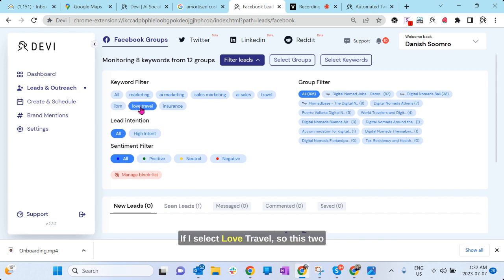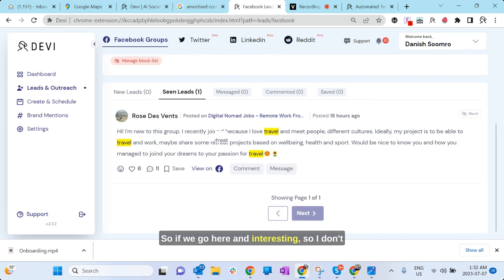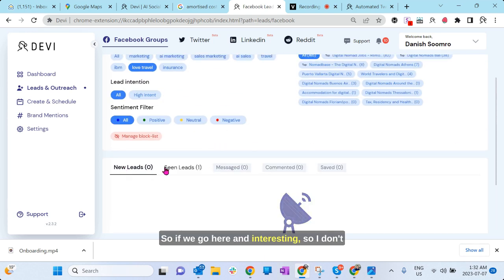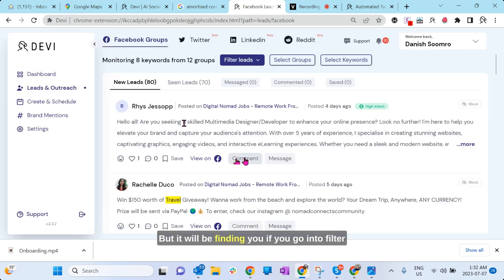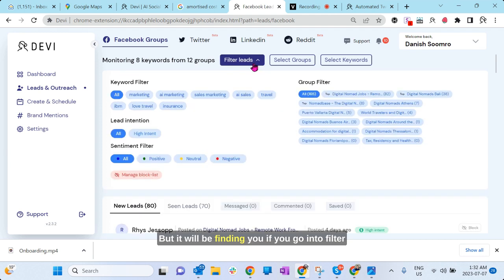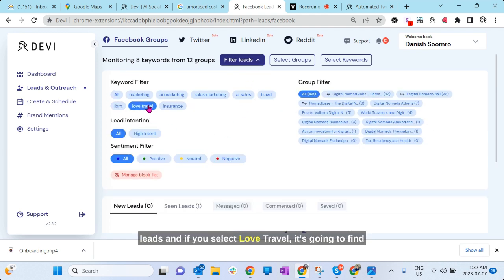Let me show you the two keyword thing again. If I select "love travel," this two-word keyword is different because it's going to find you the exact match, side by side. These two keywords will be side by side. If we go here, I don't see it here, but normally... maybe, yes, it's here, but I'm not sure why it did not find it. But it will find you the leads if you go into filter leads and select love travel; it's going to find you the leads which have the two keywords in them.